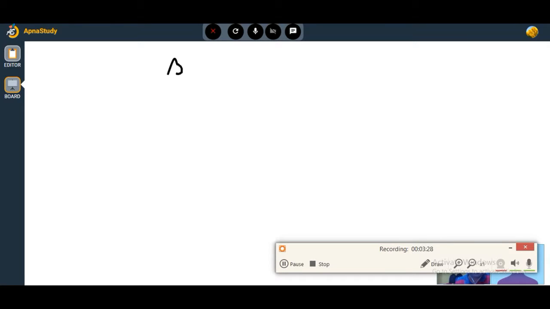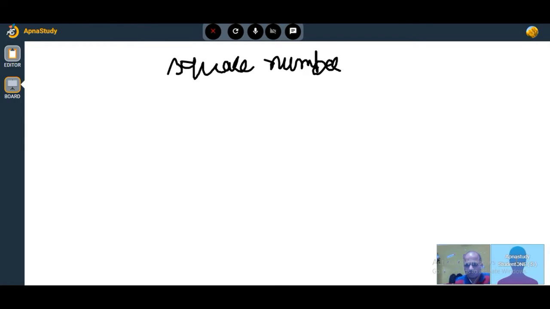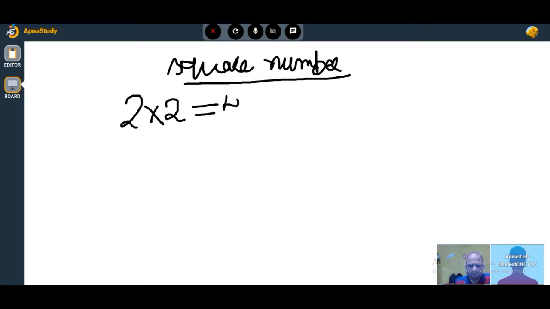What I'm going to discuss is square numbers as well as square roots, and that we will discuss in the later part of the session. So let's talk about square numbers. Suppose if I multiply two similar numbers, then we get a square number. Let's take the example of 2. If I multiply 2 with 2, we get 4. So 4 will be a square number. Another example: if I multiply 3 with 3, we get 9. So 9 will be a square number.